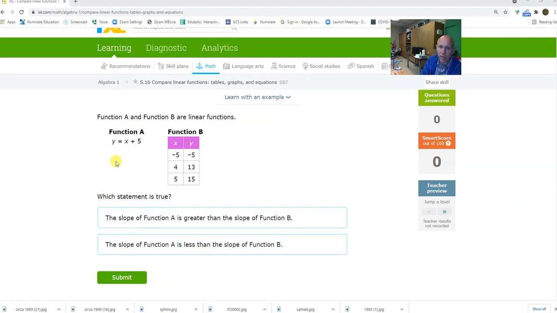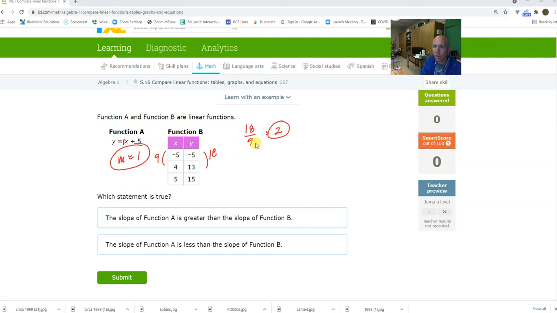This first one right here, what's the slope of this? It's 1. It's this number that's right there. This, let's find the slope. From -5 to 4 is a change of 9. That's your run. From -5 to 13 is a change of 18. That's your rise. So 18 over 9, which is 2.